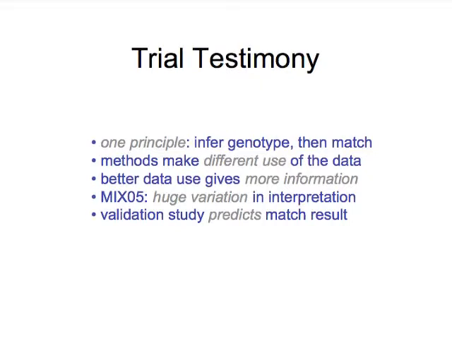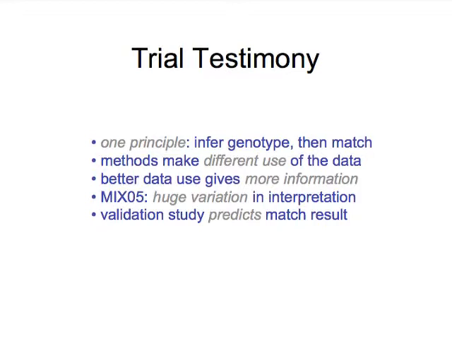Now, at the actual trial, again, just in one slide, what were the main features? It was essentially a replay of what we had seen in the admissibility hearing. There's only one principle. You infer a genotype and then match it. But the different methods make different use of the data. And if you make better use of the data, you extract more information. Why? Because you concentrate more information on what turns out to be the right answer.